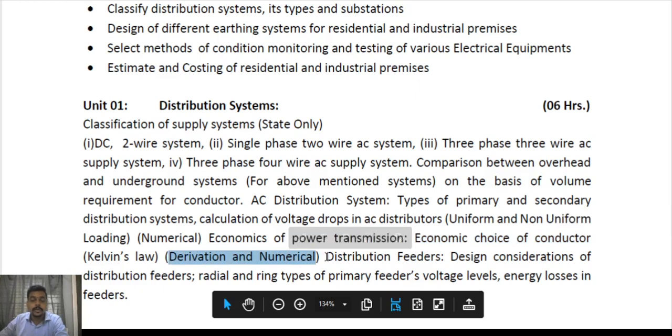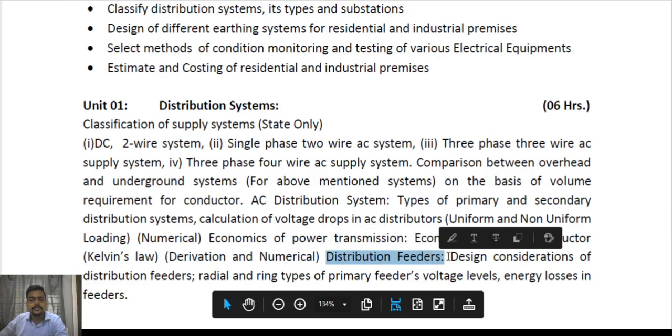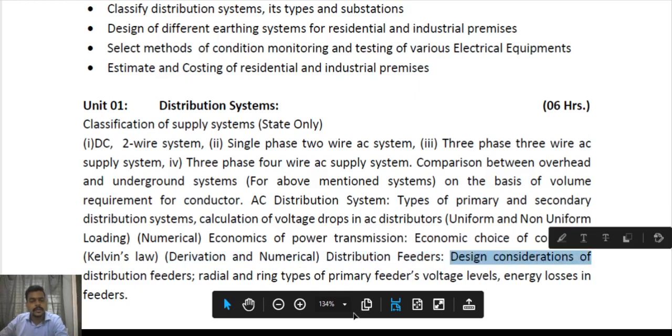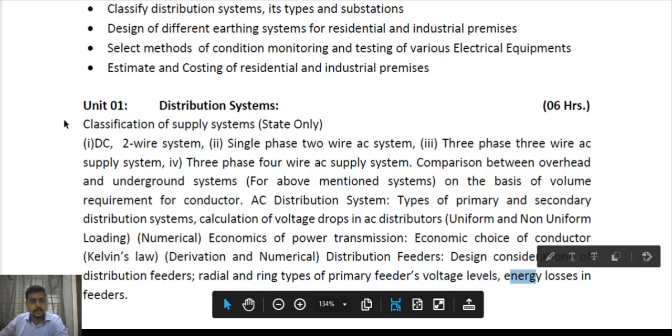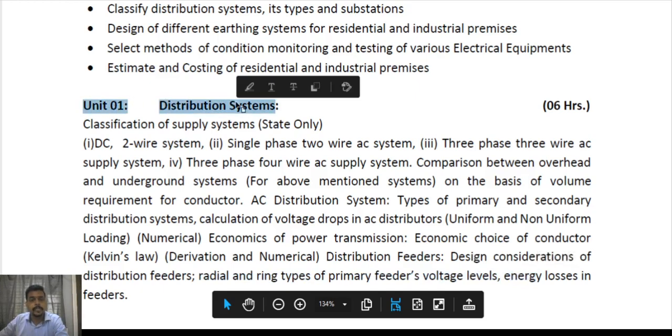After that the important point is distribution feeders. So distribution feeders consist of design considerations of the distribution feeders. There are the types, radial and ring types of primary feeders, voltage levels. After that, energy losses in the feeders. So this unit is a very important unit from the GATE perspective.